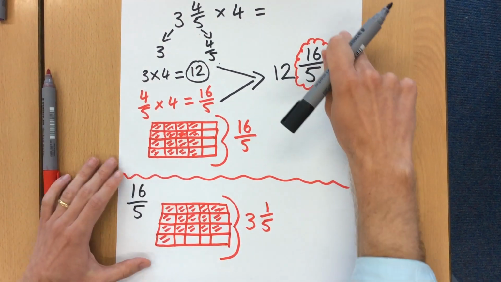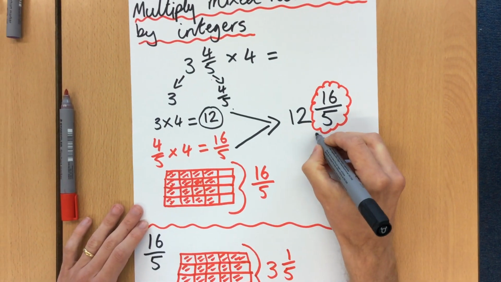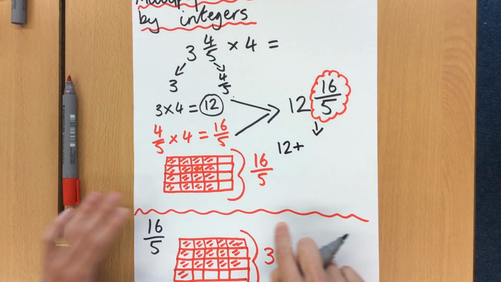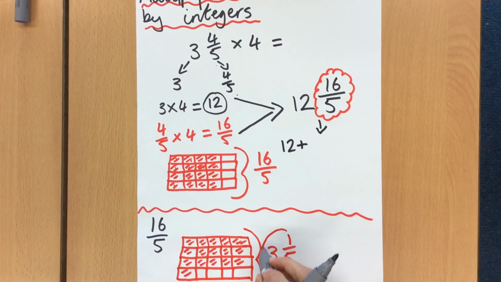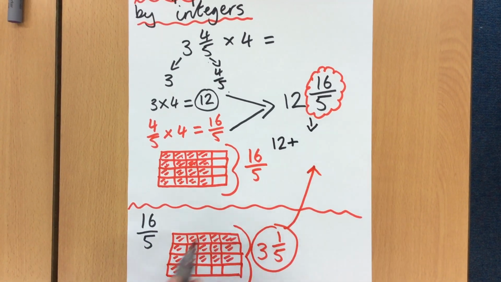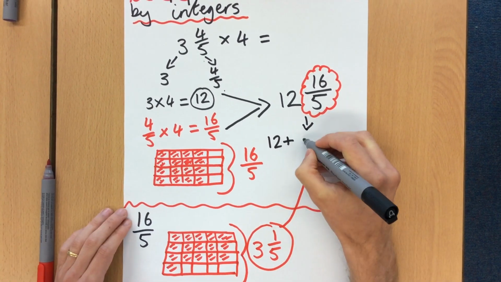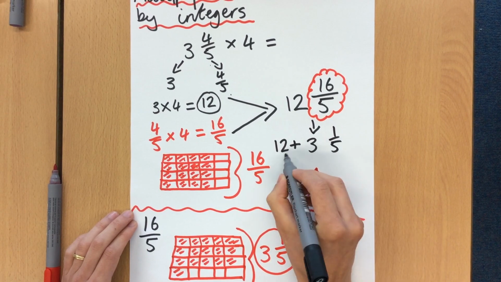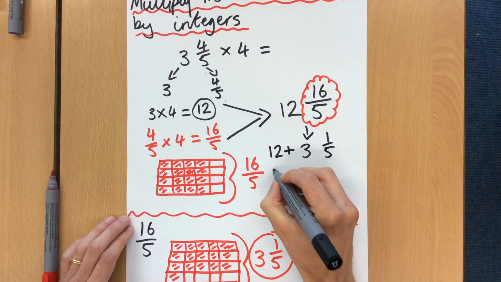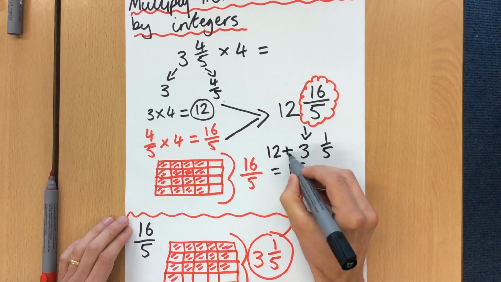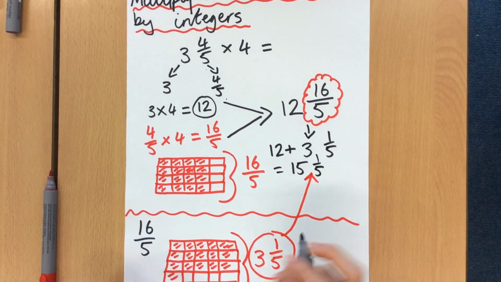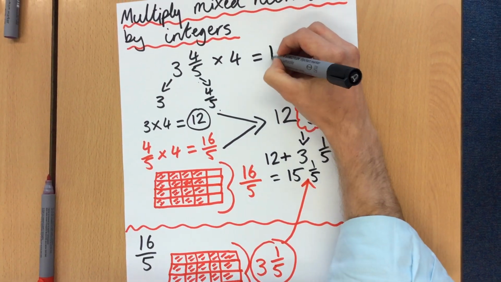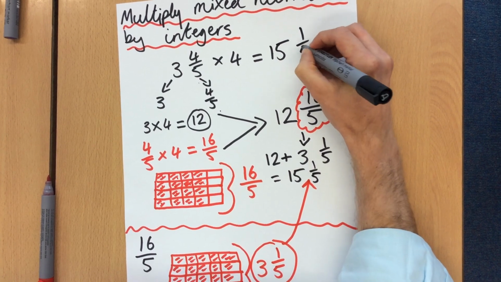So if I now go back to this mixed number and draw a little arrow going down, my 12 will stay the same. I'm going to bring this mixed number up now. So it's going to be 12 plus 3 and 1/5. And all I would do here is add my whole numbers together and my fraction can stay the same. So this would equal 15, because 12 plus 3 is 15, and 1/5. And that's my answer. 3 and 4/5 multiplied by 4 is 15 and 1/5.